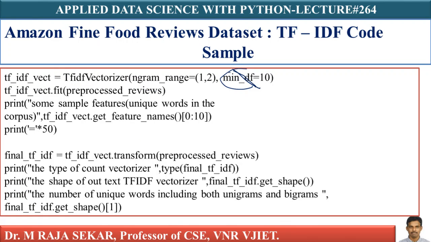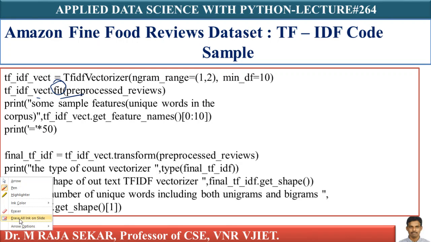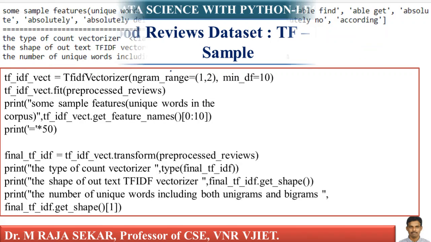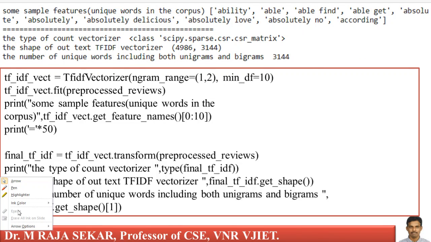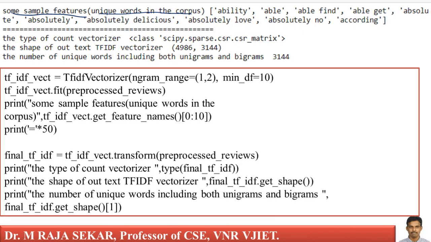For the time being, just forget about this one. min_df, I will discuss in my future natural language processing classes. This is fit. We know what fit is; we already discussed it. Now, if I print this one, what happens? Just see the output. What's the meaning of this particular output? Some sample features. What are these sample features? Unique words in the corpus.